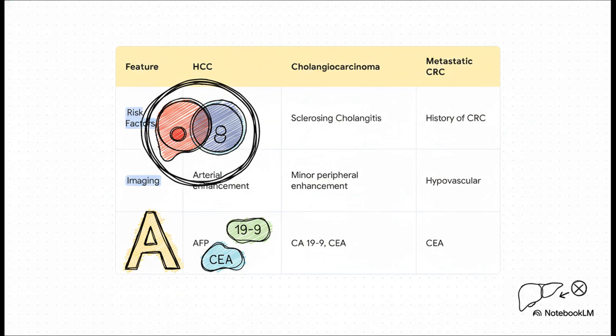So, to sort these out, I'm going to need a few key tests. Imaging is crucial. I'd order a triple-phase CT or an MRI, and what I'm looking for is that classic sign of HCC, bright enhancement in the arterial phase followed by a washout in the venous phase. At the same time, I'd get some blood work, specifically serum tumor markers. I'm talking alpha-fetoprotein for HCC, but also CEA and CA 19-9, just in case it's one of the other possibilities.